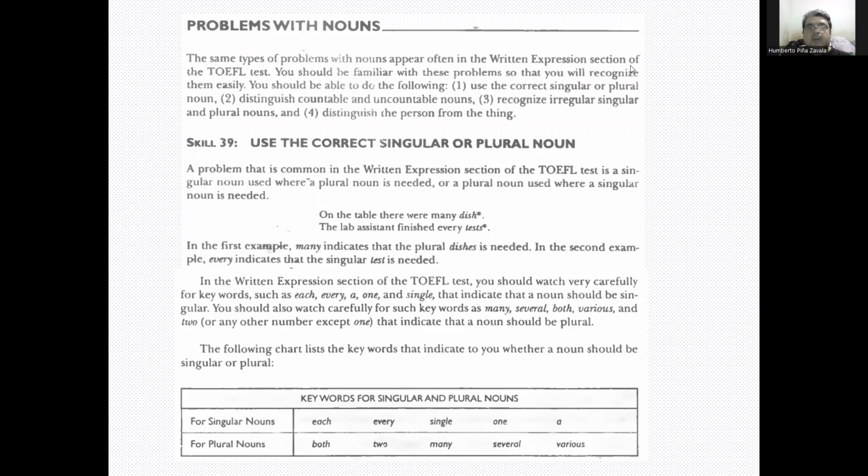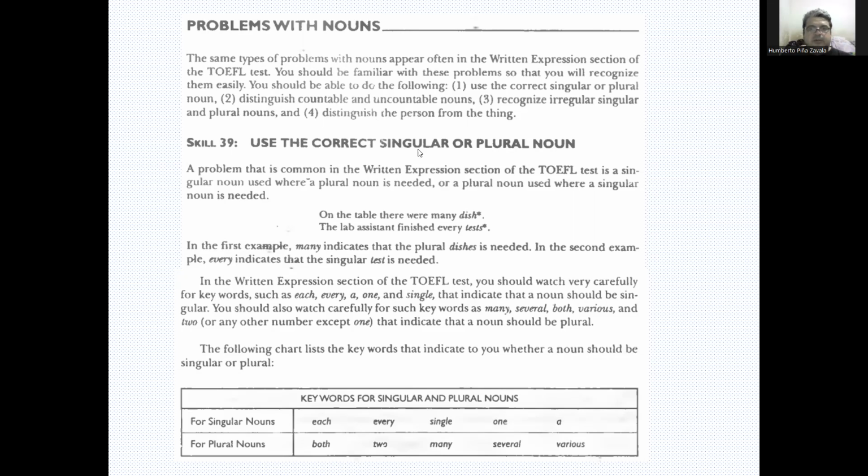Okay, so let's start with nouns. The same types of problems with nouns appear often in the written expression section of the test. You should be familiar with these problems so that you recognize them easily. You should be able to do the following. 1, use the correct singular or plural noun. 2, distinguish countable and uncountable nouns. 3, recognize the regular singular and plural nouns. And 4, distinguish the person from the thing.